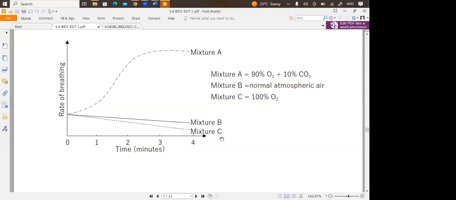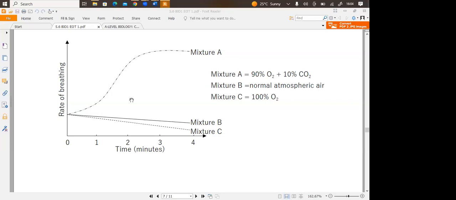Or I can say, therefore, the rate of breathing is decreasing with decreasing concentration of carbon dioxide from mixture A to mixture C. So I must also see the trend of the concentration of carbon dioxide in your answer, that the trend is from A to B to C. So that is how the thing is.